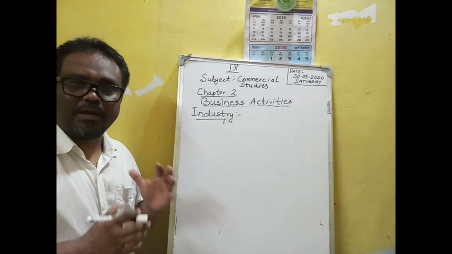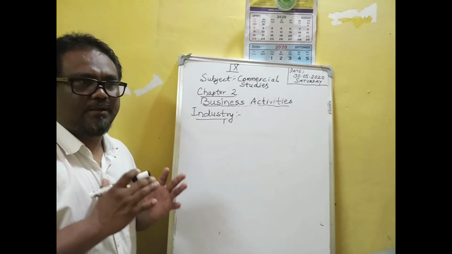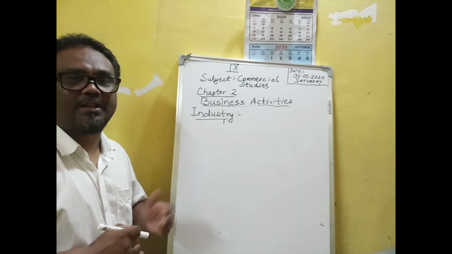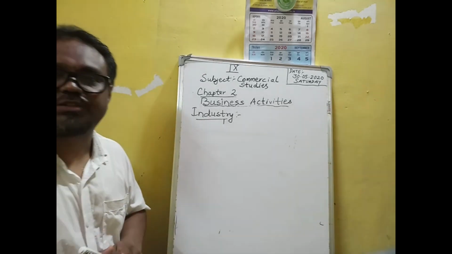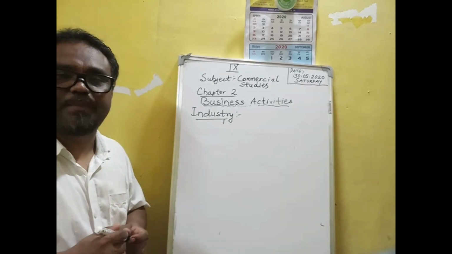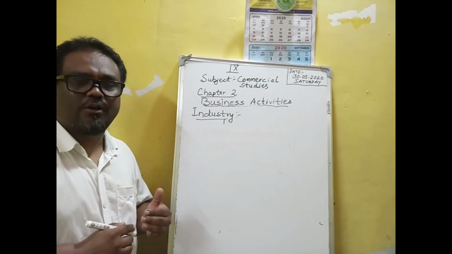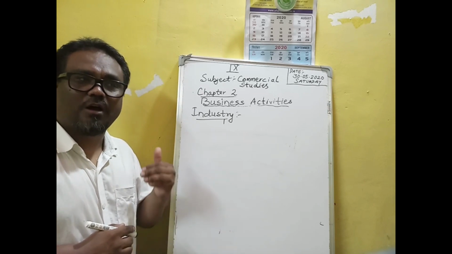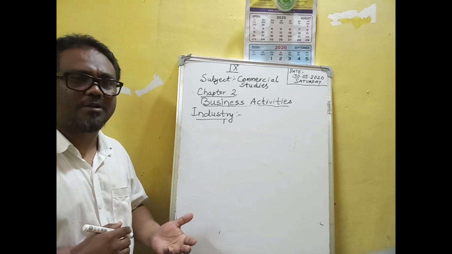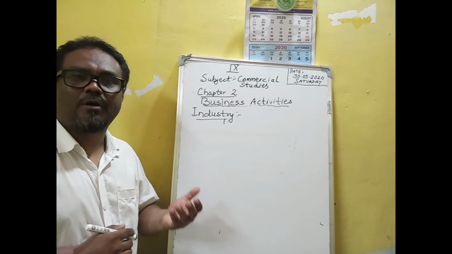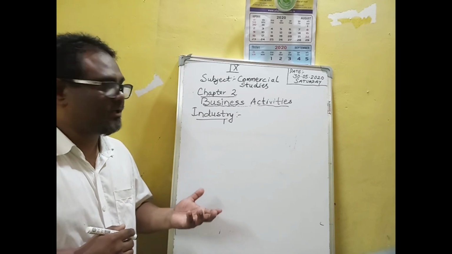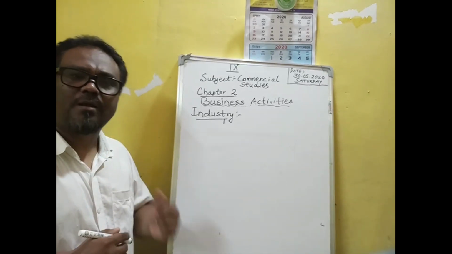Let's recap what we have done in the last class. The main part was industry. Industry is a place where goods are manufactured, converting raw materials into the finished product with the help of man, machine, and money. So industry is where the goods are produced.